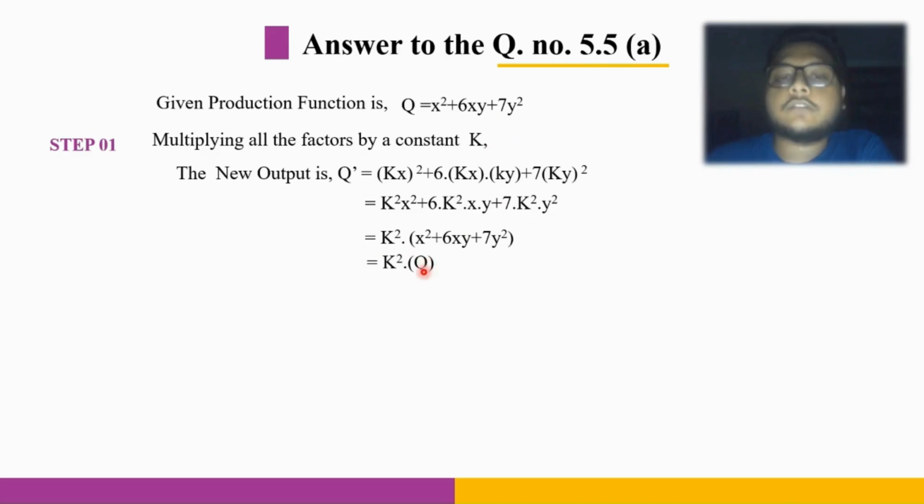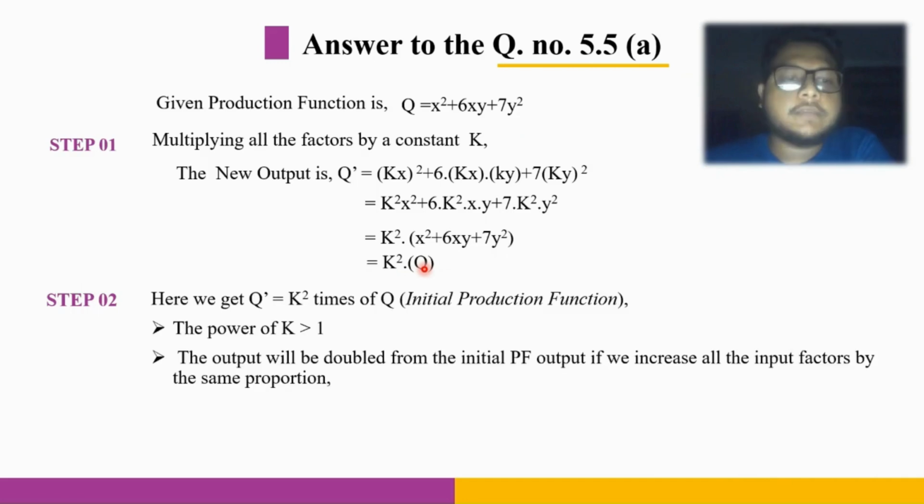So we can replicate it here. It turns out that k square times q. Here we can go to our second step and do some analysis. So here we got q dash is equal to k square times q, the initial production function.